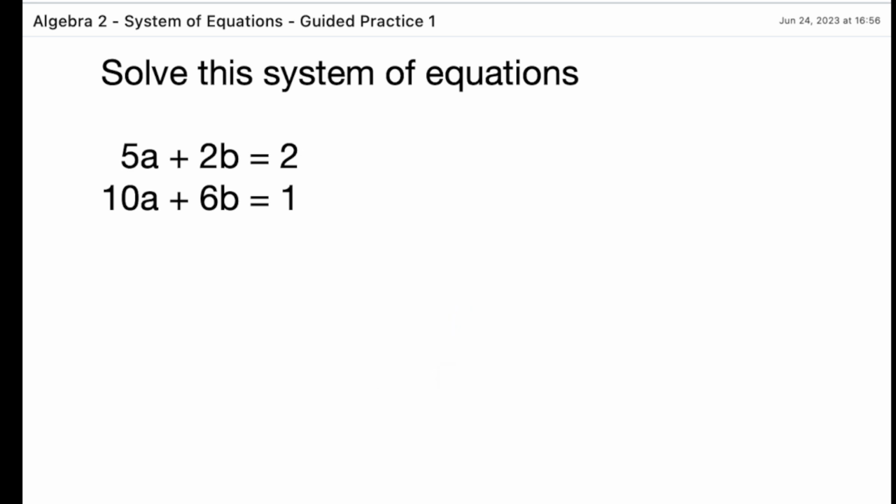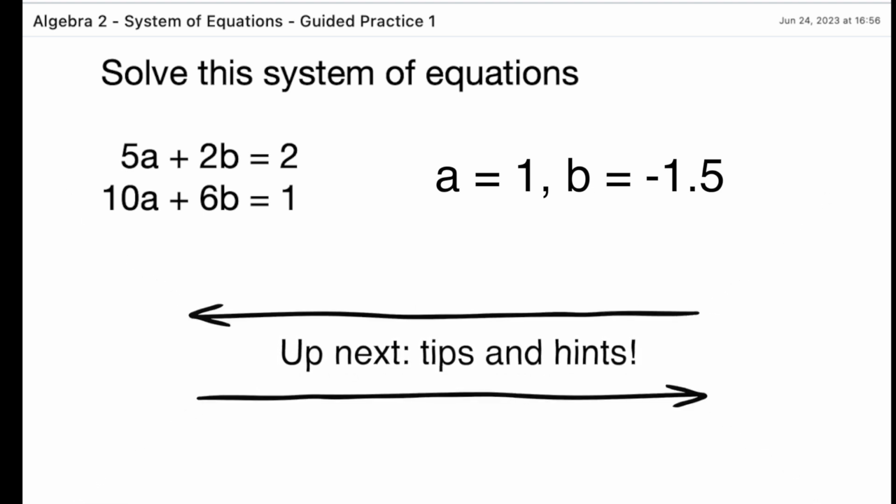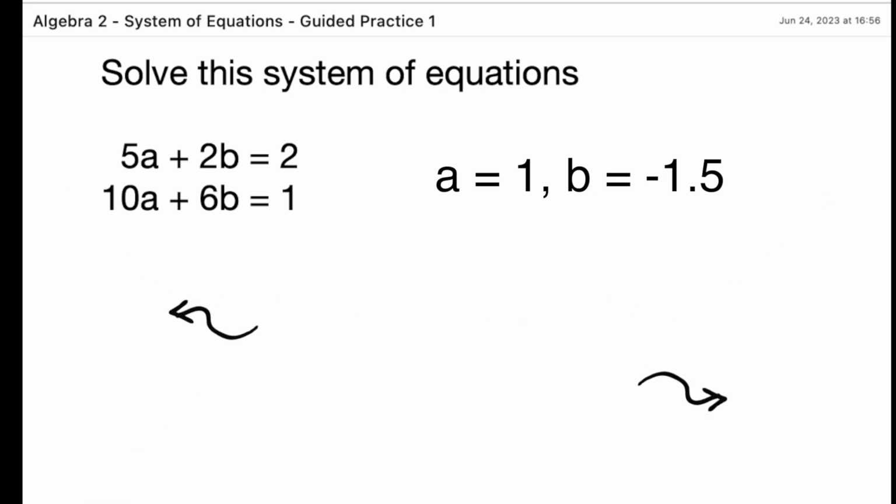For this problem, the answer is a equals 1, b equals negative 1.5. If you didn't get the answer, check out part 2 for hints on how to solve the problem and try again.